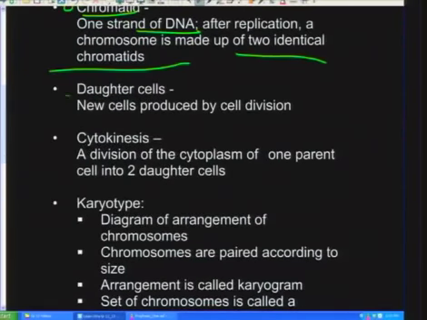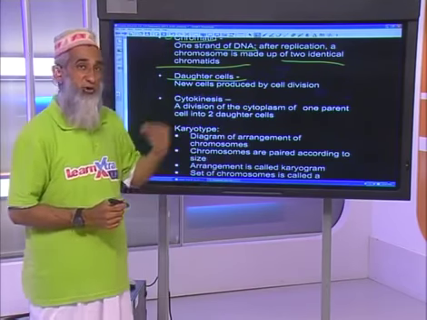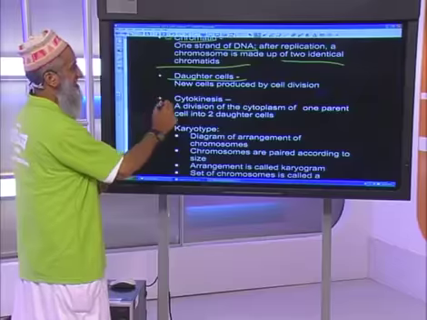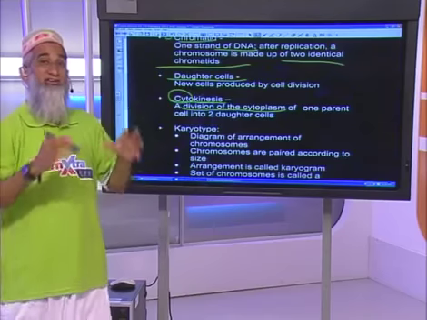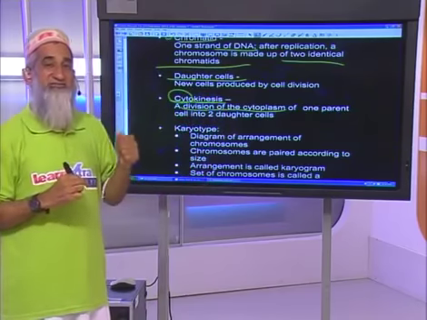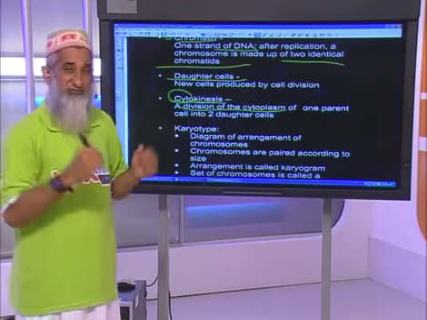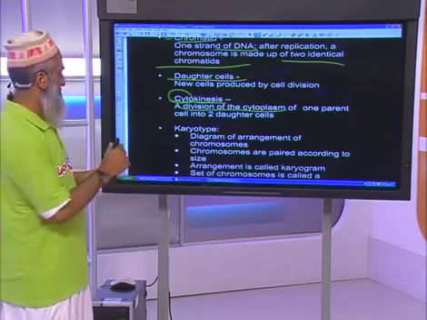What are daughter cells? Daughter cells are the cells that are produced at the end of cell division. In other words, the result of cell division. Cytokinesis, cyto coming from cytoplasm, and kinesis, division. So cytokinesis is a division of the cytoplasm, when the cytoplasm is split in two. In an animal cell, this is done by invagination of the cell membrane. In a plant cell, a cell plate will divide the two.